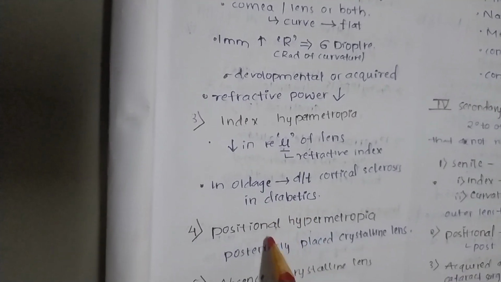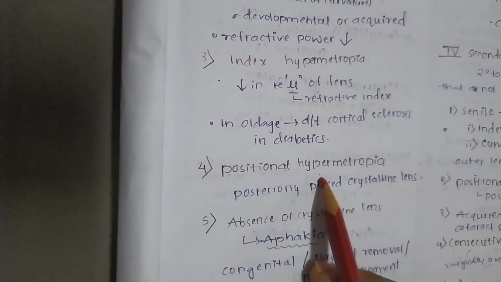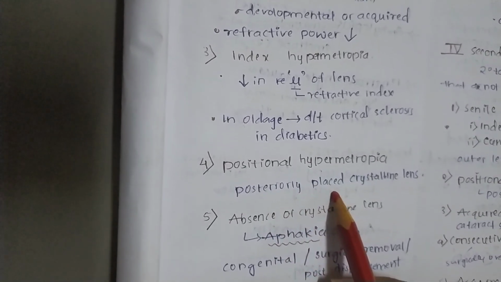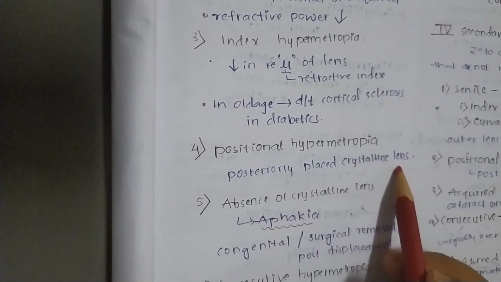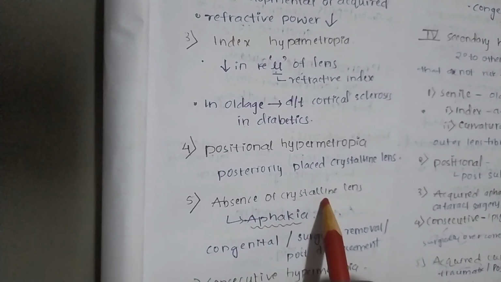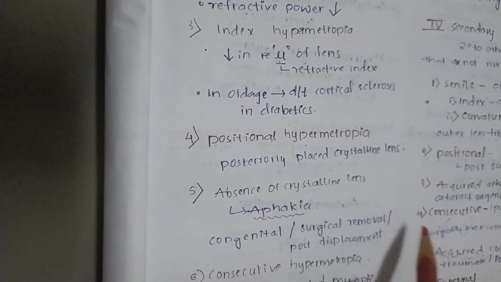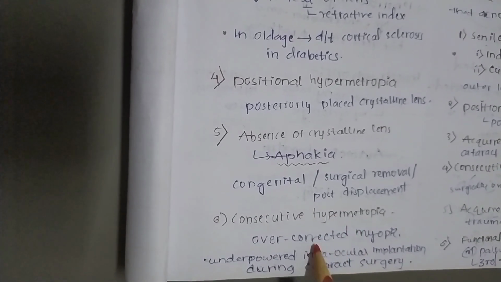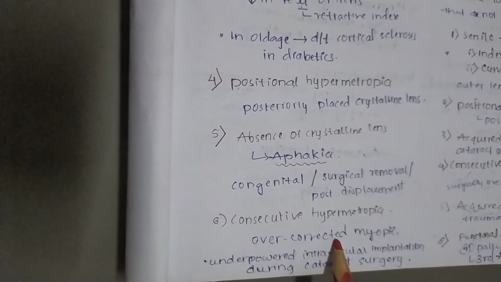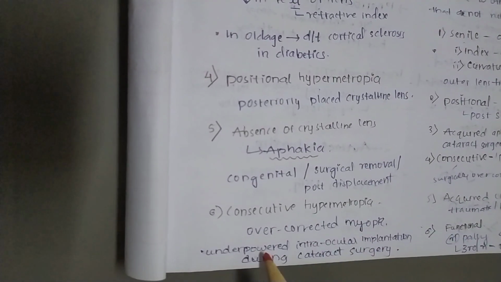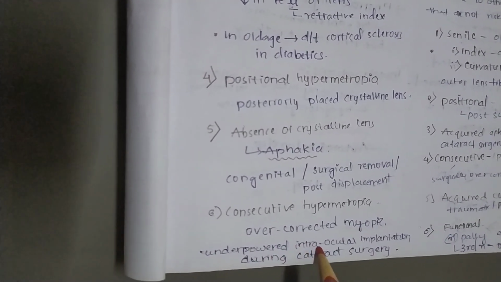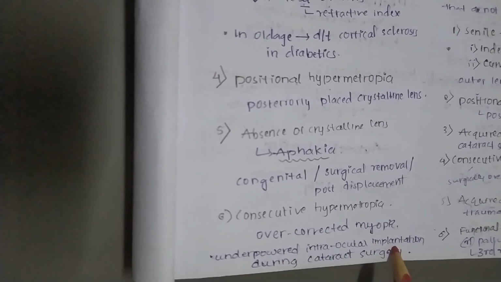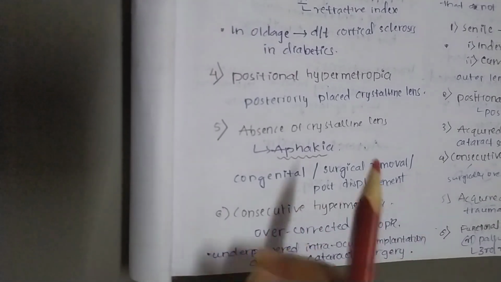Next one, positional hypermetropia. Here, the crystalline lens is posteriorly placed. Absence of the crystalline lens is called aphakia. Coming to the last one, it is consecutive hypermetropia. That means it is an overcorrected myopia or occurs after surgery. If an underpowered intraocular lens is implanted, it leads to consecutive hypermetropia.